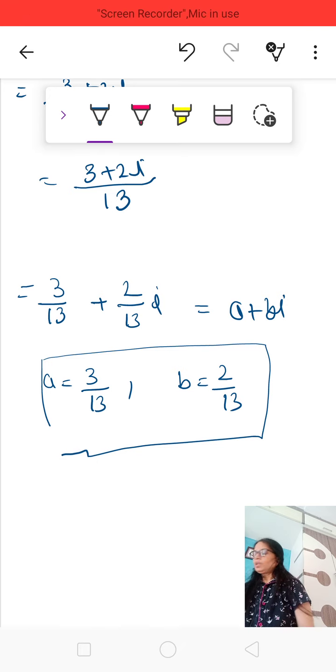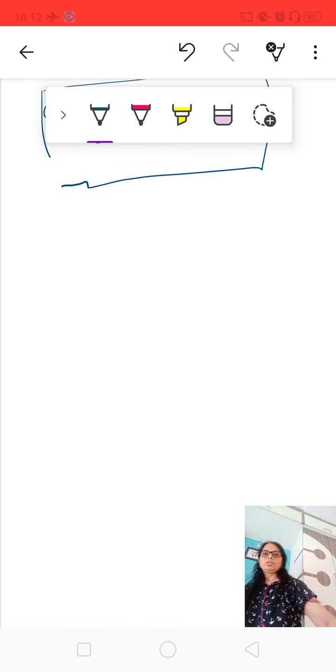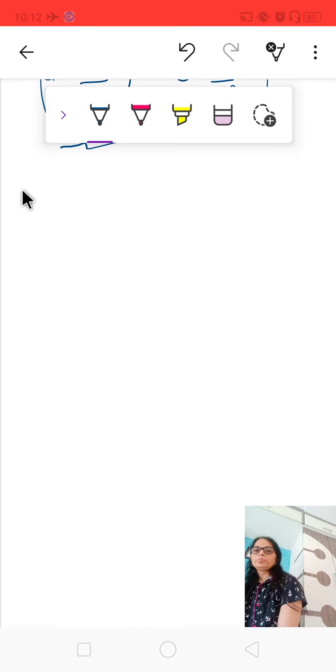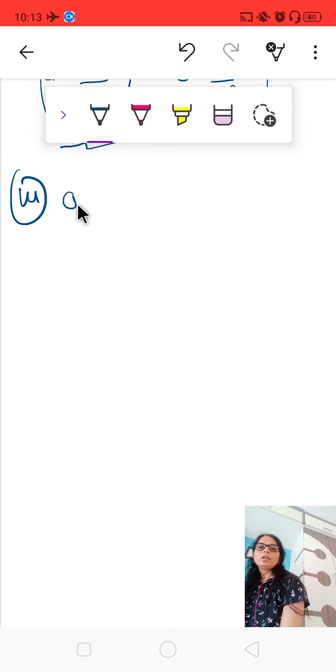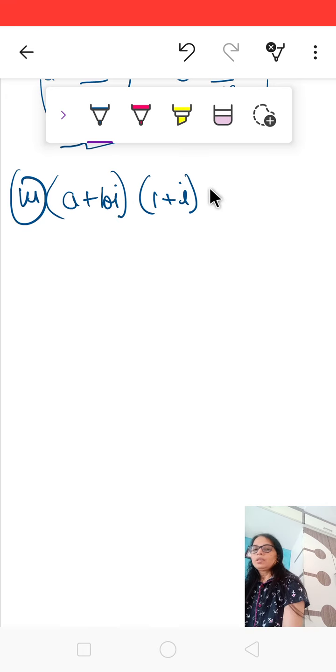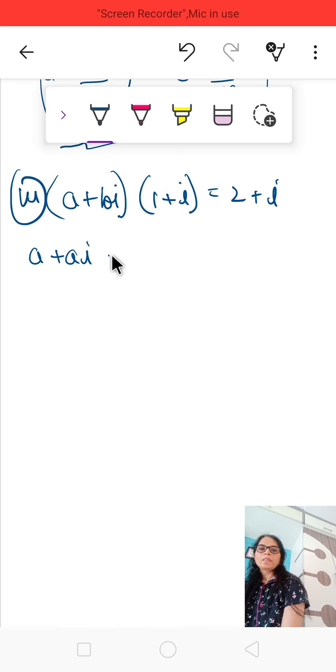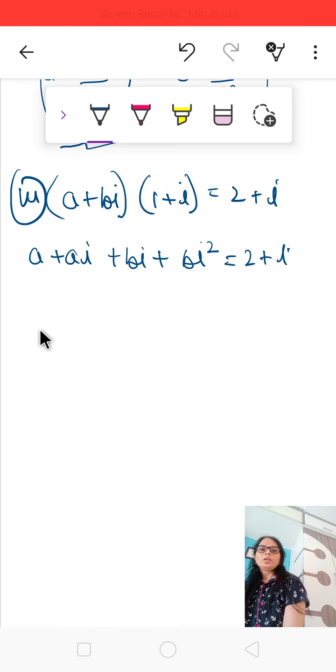Now come to the last question of this session. तो this is the question number 6th one. 6th one क्या दिया है? a plus bi bracket closed 1 plus i equal to 2 plus i. Now let's multiply: a plus ai plus bi plus bi square equal to 2 plus i. Now again take the real parts together and imaginary parts together.